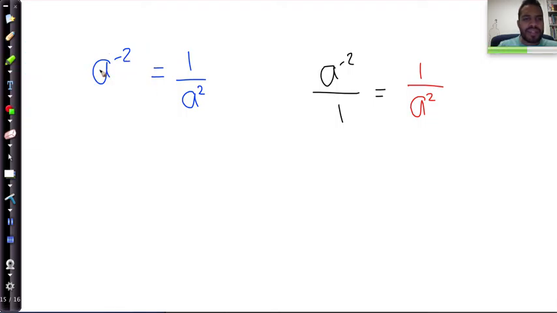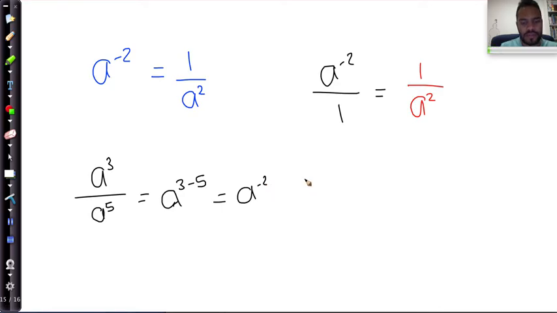If I look at this again, if I want to break that down and say it's a cubed divided by a to the power of 5, that's going to give me a to the power of 3 minus 5. That's going to give me a to the negative 2.